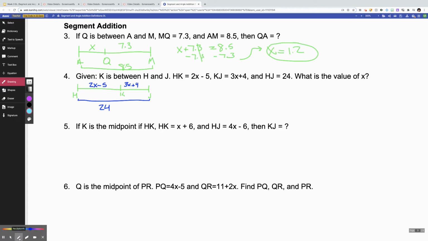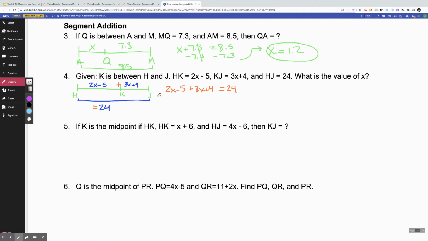Remember the rule here: the segment addition postulate is part plus part equals whole. So let's write that out. I have 2x minus 5 plus 3x plus 4 equals 24. And once you get to this point, you've done all the geometry. Once you've used the diagram to write the equation, you've done all the geometry. Now it's just your algebra skills.